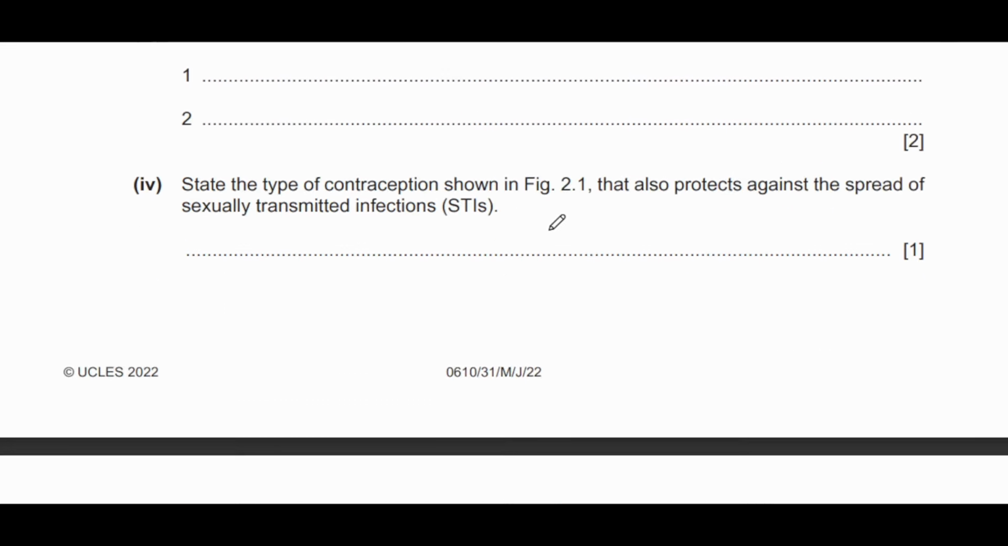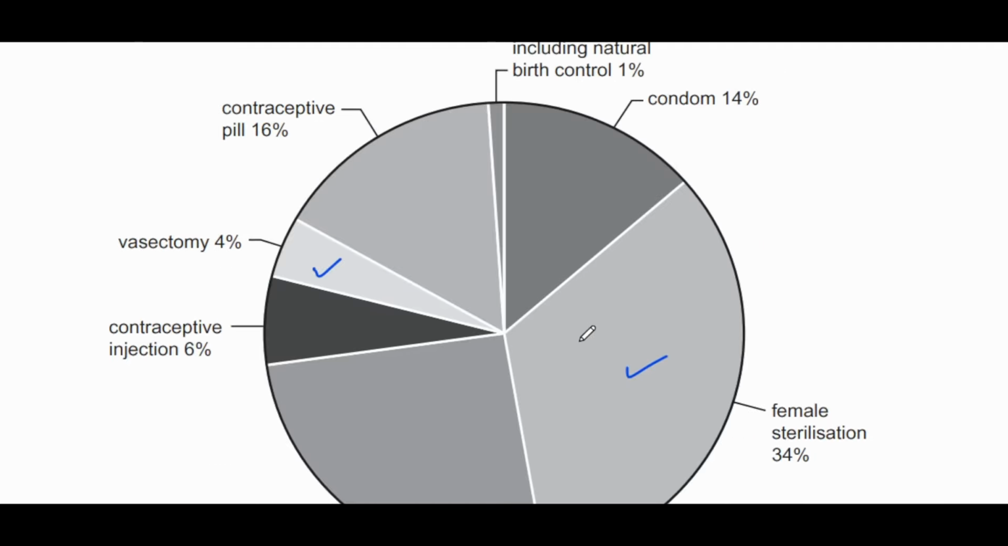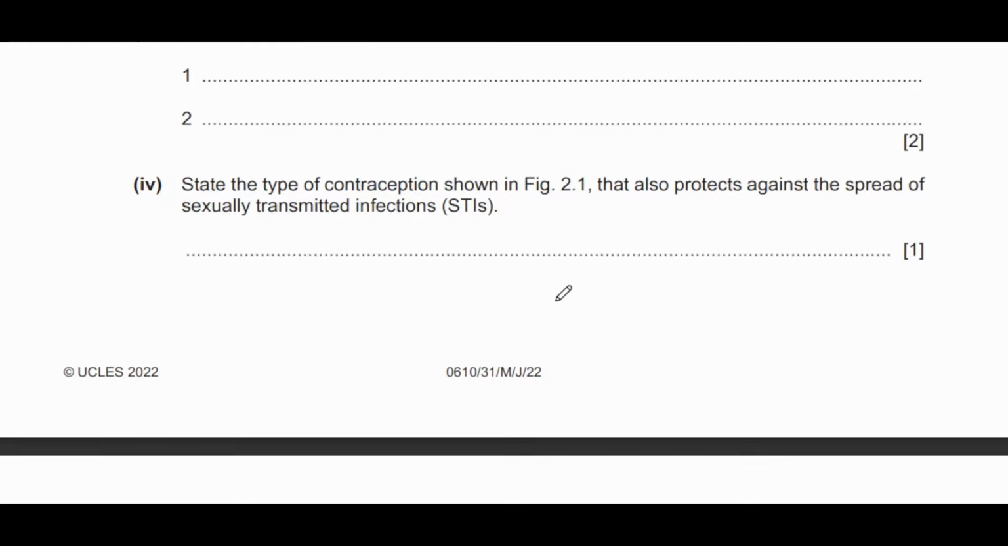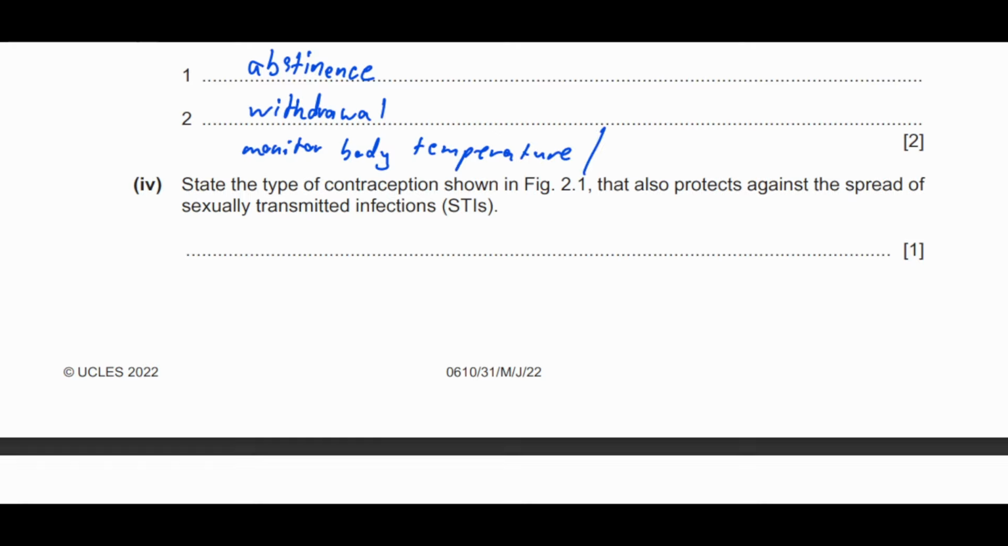Okay, state two forms of natural birth control. Right. So you can write a few things. You can write abstinence. So this is refraining from sexual intercourse, and you can also use withdrawal, or you can monitor body temperature, or you can monitor cervical mucus. Any two of these will work.